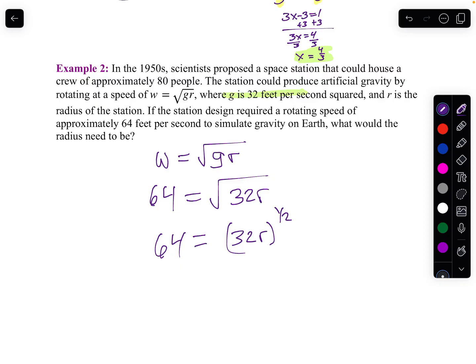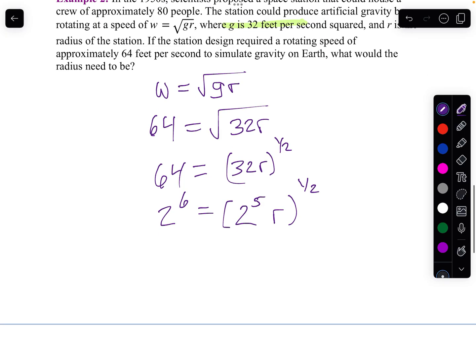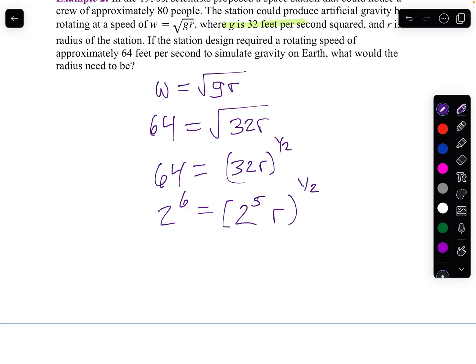Now, 32 goes into 64, I get that, but I can't take a power of 32. So let's go all the way back. Let's do the basics. I know I could rewrite 32 as a power of 2. 2 to the 5th power is 32: 2, 4, 8, 16, 32. So I have 2 to the 5th times R, raised to the 1/2. And then 64 I can write as 2 to the 6th. Oh, there we go. Now I've got the same bases.